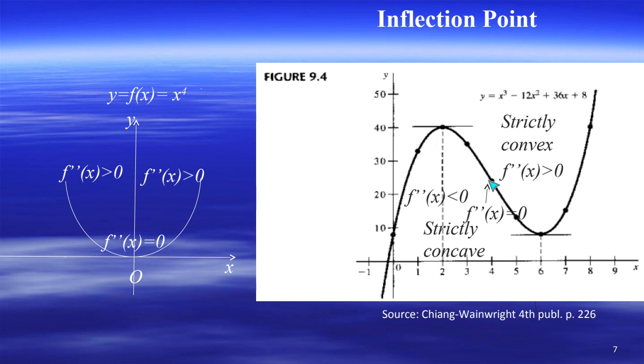The function changes curvature, from strictly concave to strictly convex. Up to 4, it is strictly concave. After 4, it is strictly convex. This is an inflection point, you see?